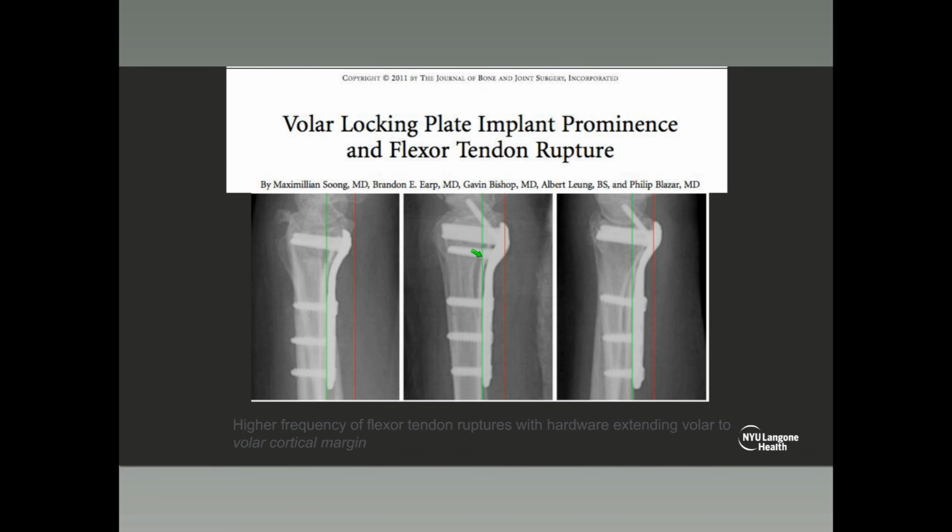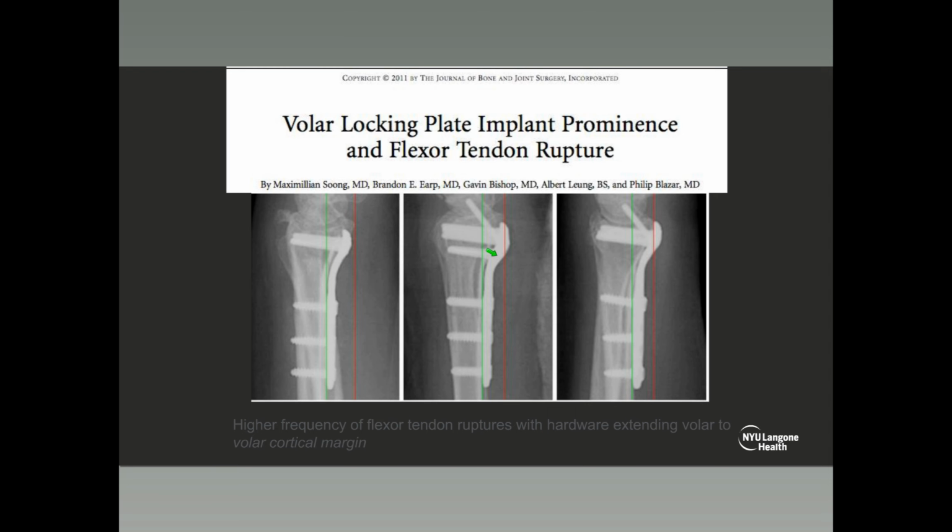Now, let's talk a little bit about plate positioning. In this paper by Blazer et al., they noted a higher frequency of flexor tendon ruptures with hardware extending volar to the volar cortical margin. So what is the volar cortical margin? If I were to draw this red line, and this is the volar aspect of the distal radius, and this is that volar lip right here, that red line going tangential and parallel to the volar cortex, I'd like to have my plate proximal to that, okay?